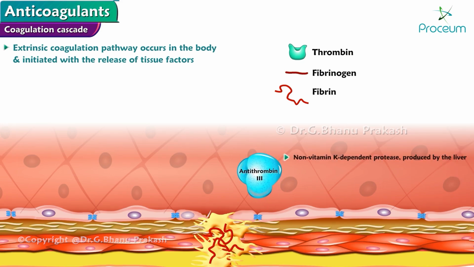Antithrombin 3 is a non-vitamin K-dependent protease produced by the liver. It inhibits coagulation by breaking down clotting factors 2A, 9A, 10A, 11A, and 12A. Important are 2A and 10A, thus helping in maintaining hemostasis by preventing abnormal clot formation.